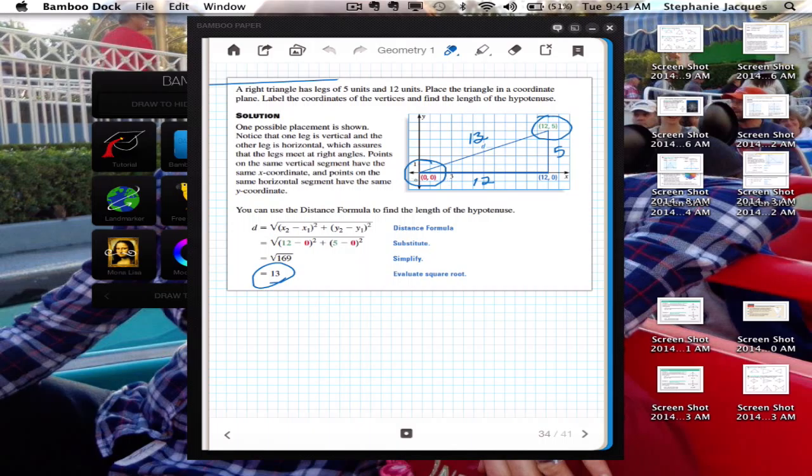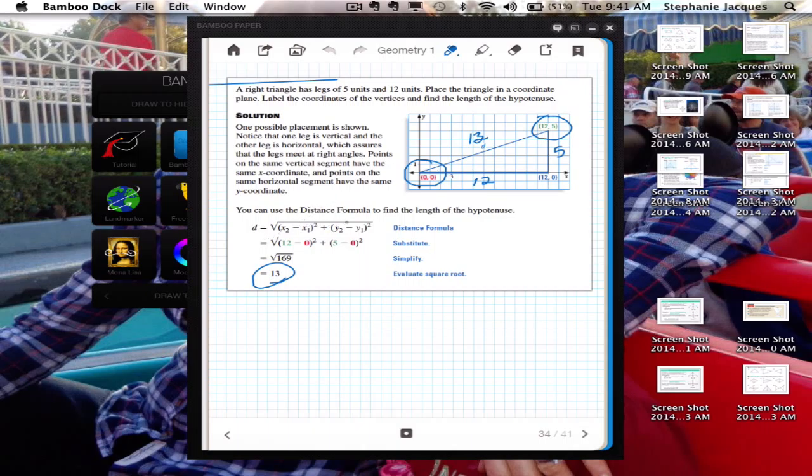So I put my triangle where I had one vertex hit the origin, and then I had it just 12 units out and 5 units up, and then I connected the hypotenuse. And I needed to determine the distance from this point to the origin to get my hypotenuse. Well, I can use the distance formula doing that. So we know that we have our x values, which are 12 and 0, and we have our y values, which are 5 and 0.